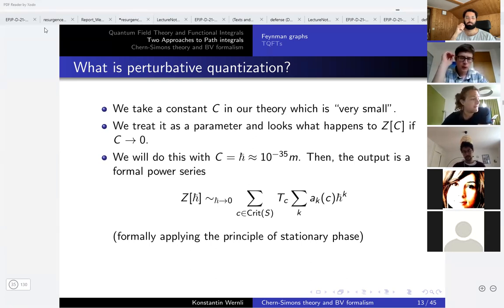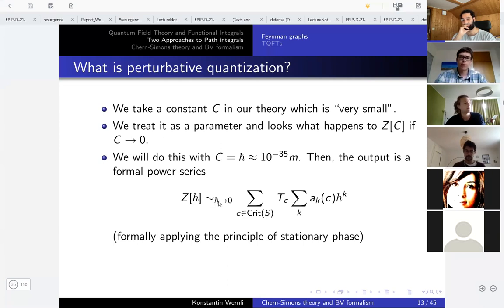And if you've never seen this formula, I'm just telling you that there is something called the principle of stationary phase that tells you how to compute the asymptotics of those integrals. And the idea is really that this integral, as the constant becomes smaller and smaller, is more and more dominated by contributions from the critical points of the action function. And that makes sense, right?